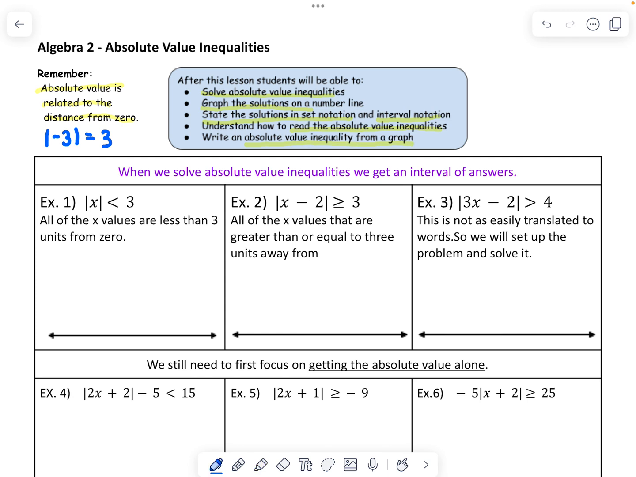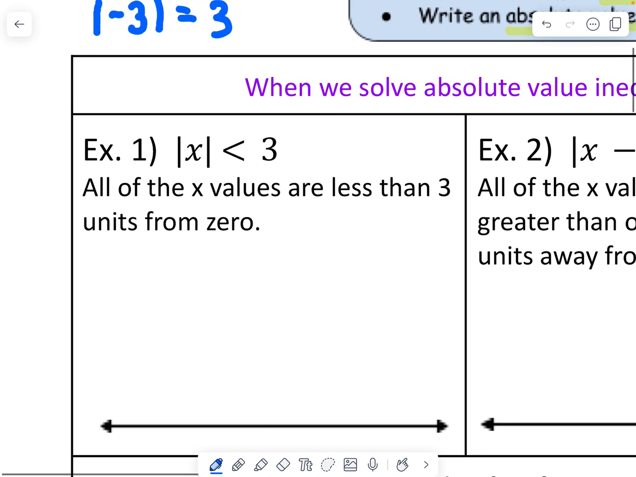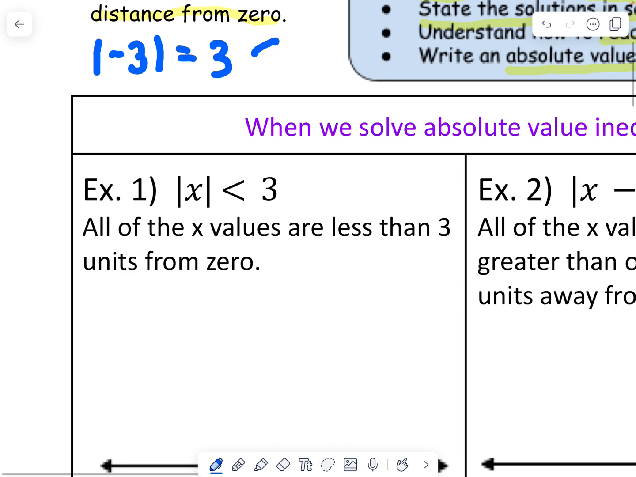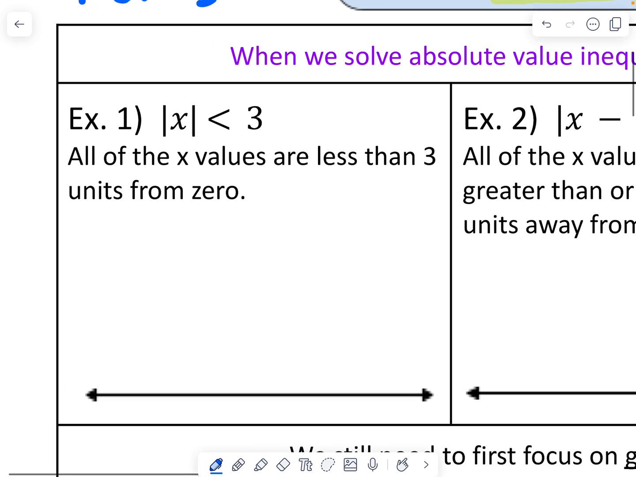Here we go. For example one, when we solve absolute value inequalities, we get an interval of answers. We're not going to just get one answer, like an equation gives us one answer. But we're going to have an inequality.